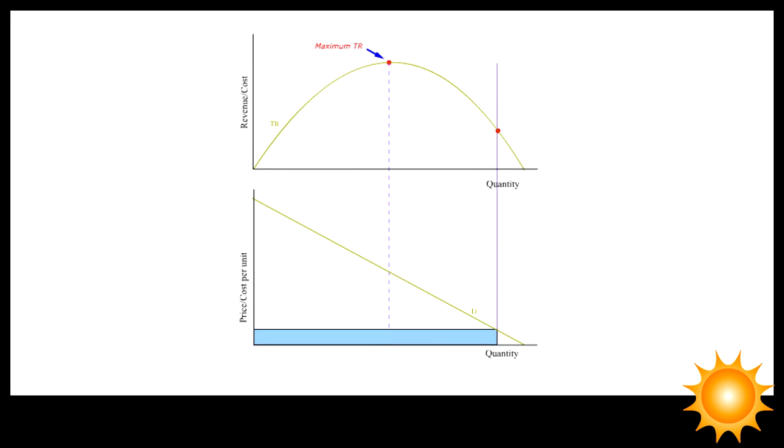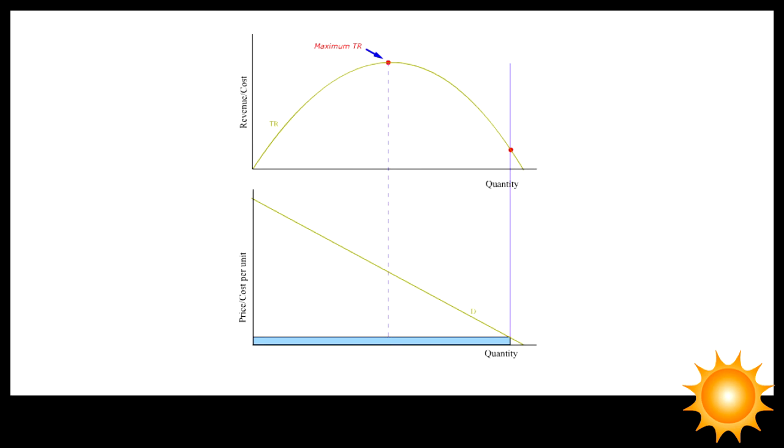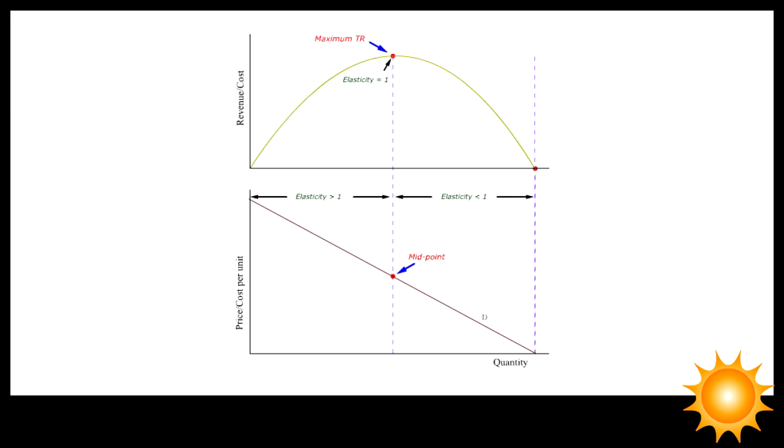Total revenue decreases as price decreases when demand is inelastic. When demand is inelastic, total revenue could be increased by increasing price instead of decreasing price. As you can see, a constant slope demand curve does not mean constant demand elasticity along the whole length of the demand curve.